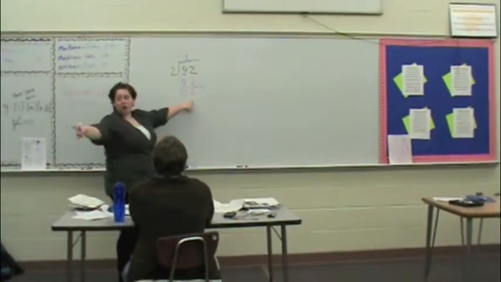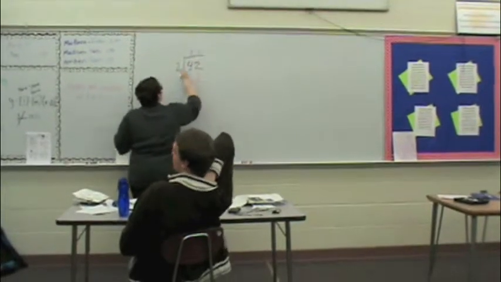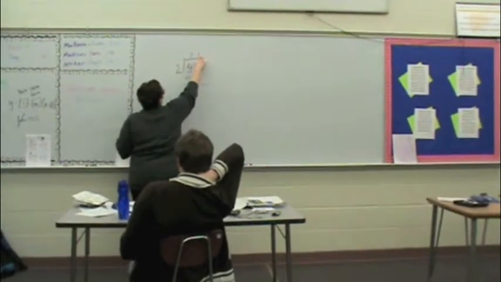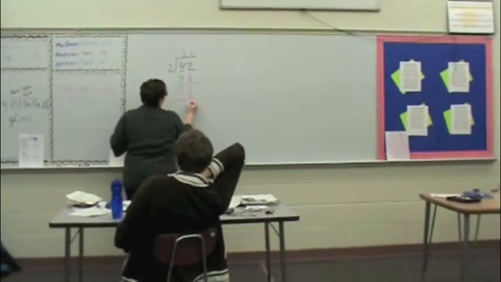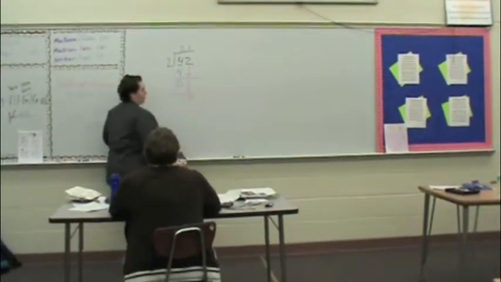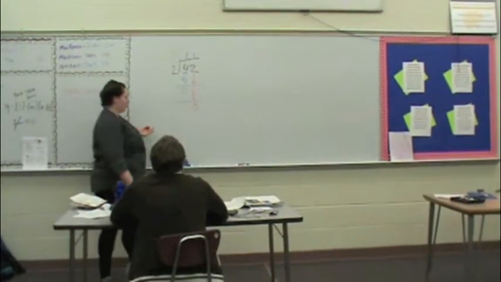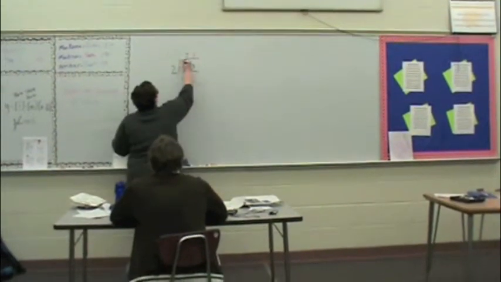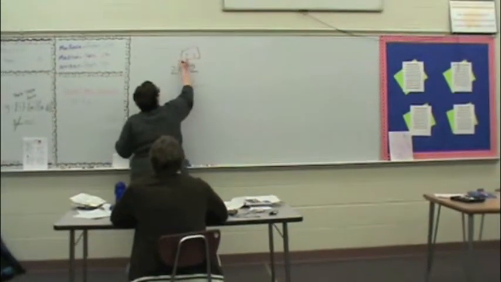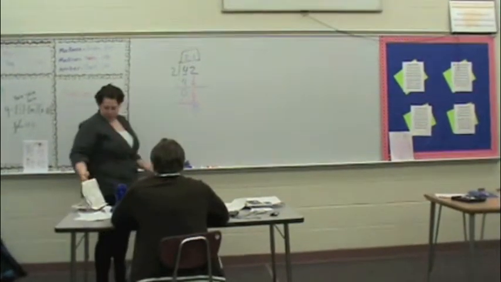2 goes into 2 how many times? I do the same thing. 2 times 1 is 2. Then I subtract, and I have nothing else to bring down, right? So what's 2 minus 2? It's 0. My answer is 21. That's my answer.